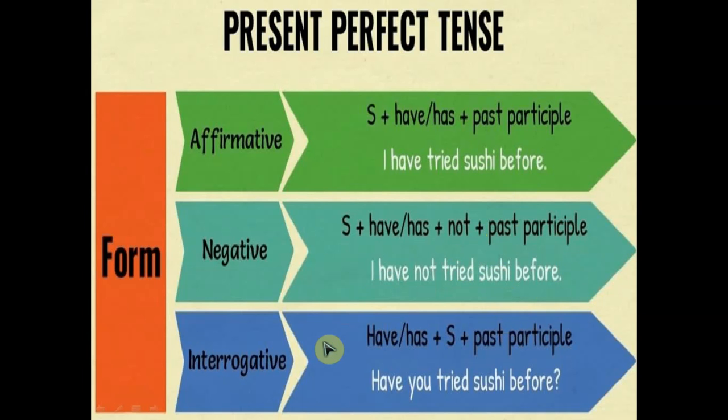Okay, let's see how to make a question. Yes, here I have to start with have or has, okay? Then I have to put the subject, then past participle verb. So I can ask, have you tried sushi before? That's it.